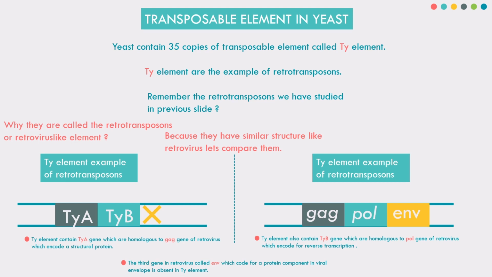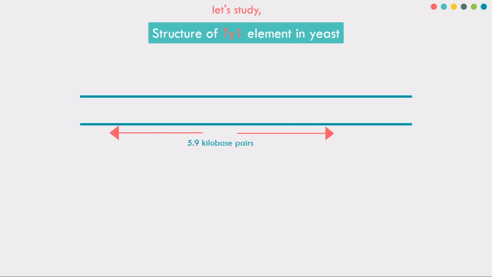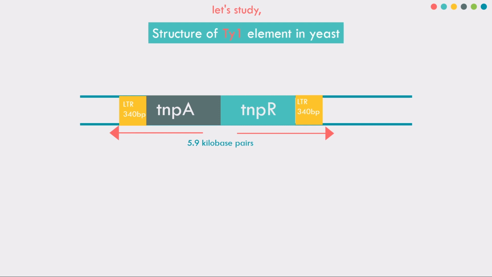Let us study the structure of the Ty1 element in yeast. It contains about 5.9 kilobase pairs of DNA, which include the TNPA gene, the TNPR gene, and long terminal repeats of about 340 base pairs, as in retrovirus. These long terminal repeats are flanked by short direct repeats of about 5 base pairs.